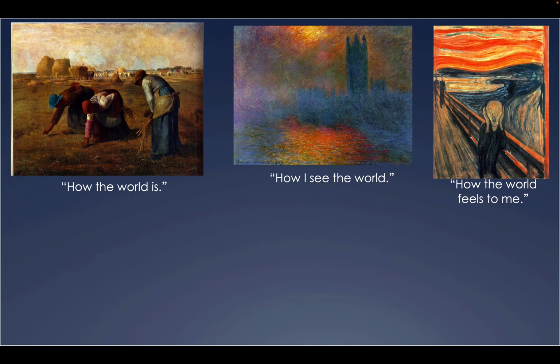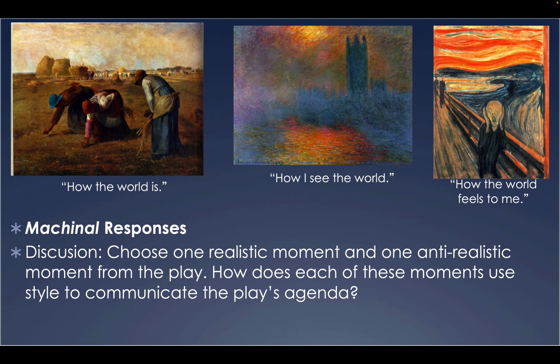So let's talk about 2 artists. Oh, sorry, one other question from Mackinac. After you've read the play, choose 1 realistic moment, 1 anti-realistic moment from Mackinac. How does each of these moments use style to communicate the play's agenda, right? The play talks about the challenges that our main character experiences all the way through. But sometimes those challenges are portrayed realistically and sometimes they're portrayed anti-realistically, right? How is the realistic or anti-realistic style used to communicate the play's agenda?